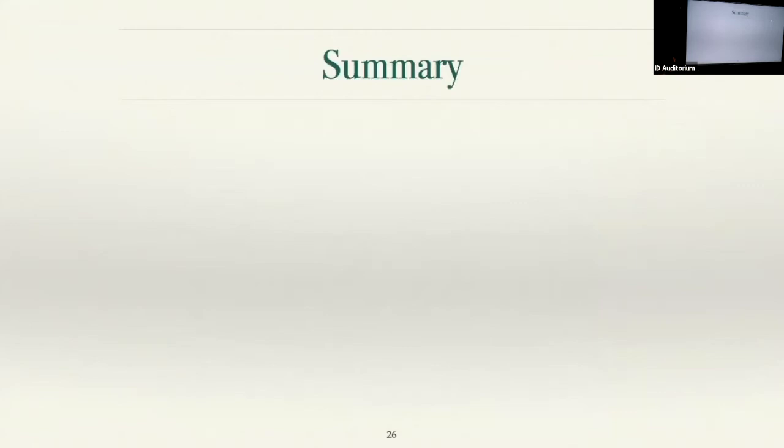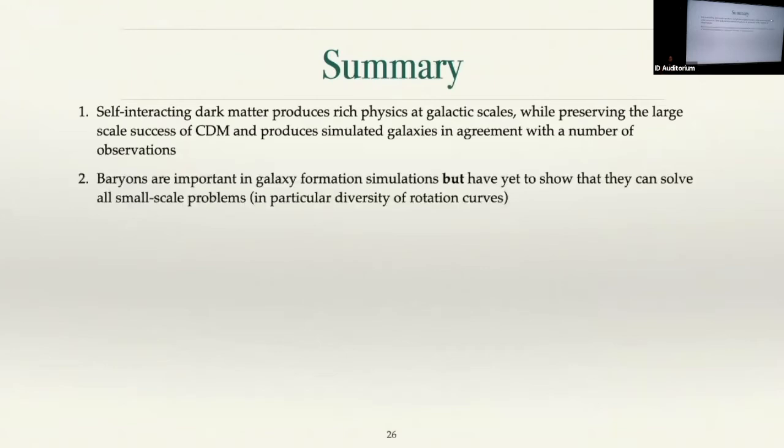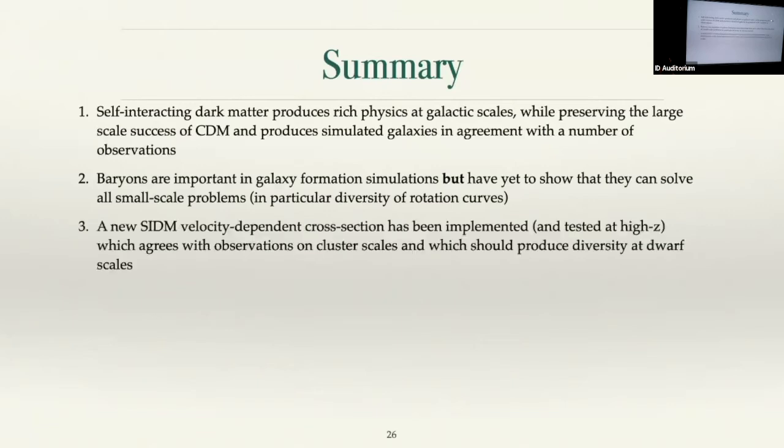Okay, so I have 44 seconds, so perfect. Here's my summary. Self-interacting dark matter produces rich physics on galactic scales while preserving the large-scale success, and is in agreement with a number of observations. And baryons, yes, they are important to galaxy formation. We all know that. But they have yet to show that they can solve all of the small-scale problems, and in particular, this diversity of rotation curves, which we're working on. And so to do this, I have this new SIDM velocity-dependent cross-section, which agrees with observations at cluster scales and which should maximize the production of diversity at dwarf scales.